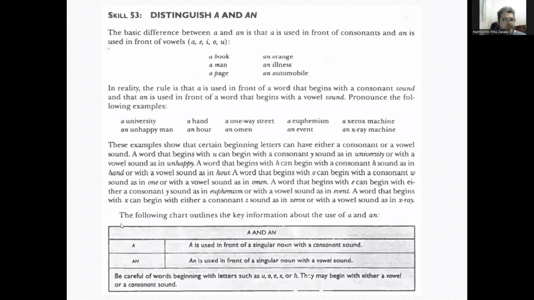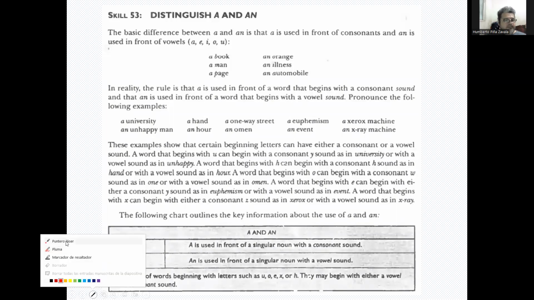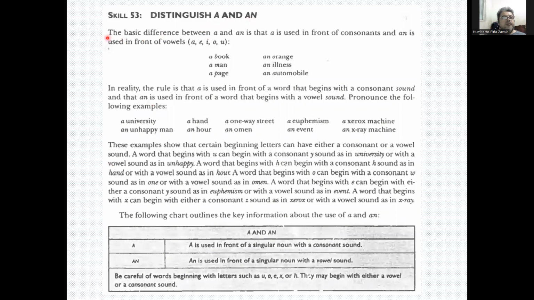All right, so scale 53, distinguish A and AN. We saw in the previous video, scale 52, that we have definite, indefinite articles, A and AN, and specific articles. So we're gonna focus on A and AN. The basic difference between A and AN is that A is used in front of consonants and AN is used in front of vowels. Right? So a book, an orange, a man, an illness, a page, an automobile.